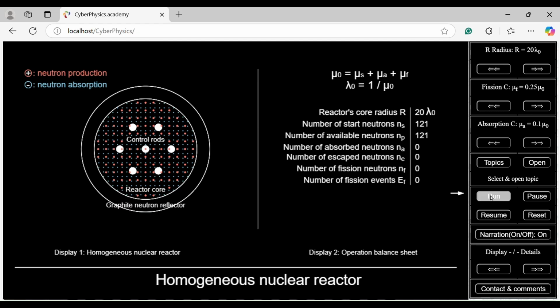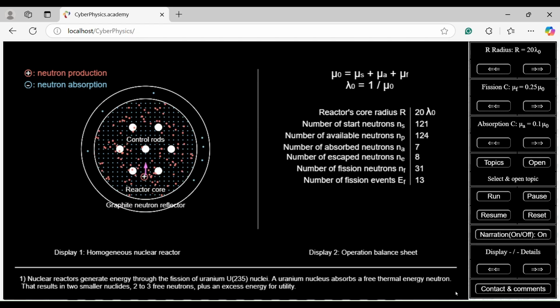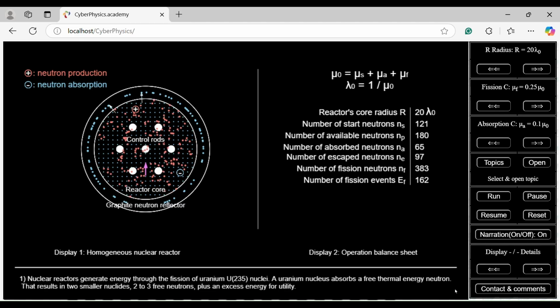Homogeneous nuclear reactor. Nuclear reactors generate energy through the fission of uranium nuclei of mass number 235. A uranium nucleus absorbs a free thermal energy neutron. That results in two smaller nuclides, 2 to 3 free neutrons, plus an excess energy for utility.